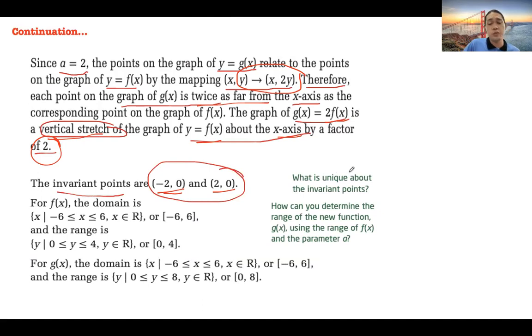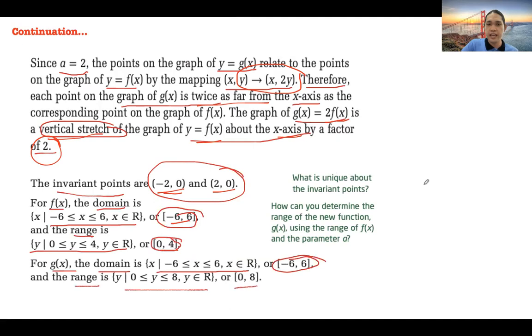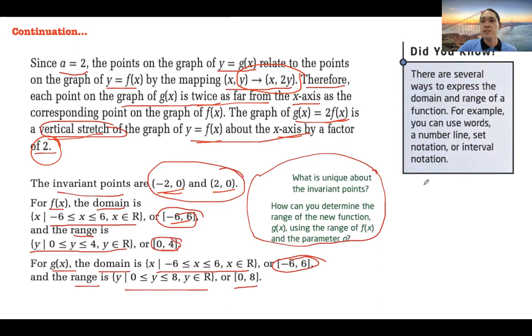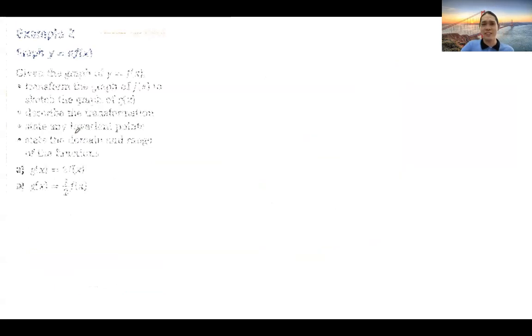Of course, if we want to look at the domain and range, the domain is -6 to 6, and your range is 0 to 4, where 0 and 4 are included, and -6 and 6 are included. You can verify it by going back to the previous slide. Did you know that there are several ways to express the domain and range? For example, you can use words, a number line, set notation, or interval notation. I hope we are not ignorant about this one. I believe you're all intelligent.